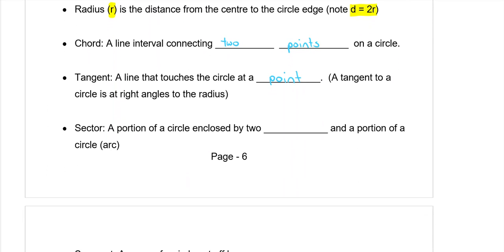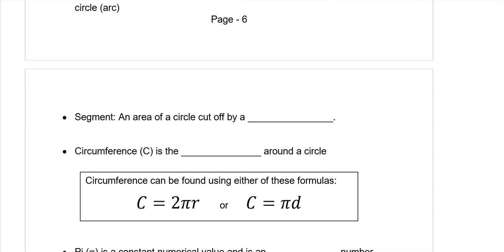A sector is a portion of a circle enclosed by 2 radii. Radii is the plural for radius, and a portion of the circle arc. Okay, it's a bit like a piece of pizza, like a wedge of the circle. A segment is an area cut off by a chord.